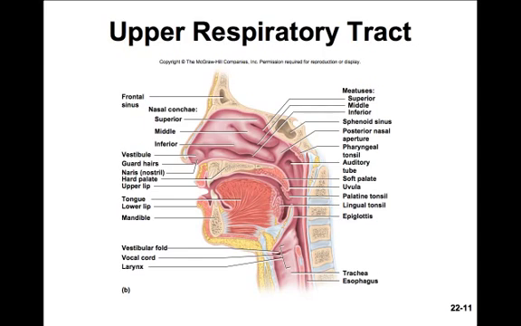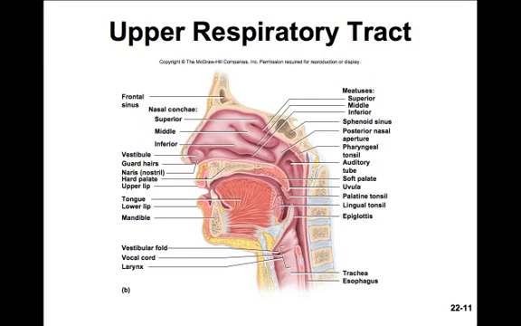This is an image showing the upper respiratory tract. You can see the superior, middle, and inferior conchae with their linings that will swell. You can see the vestibule and the guard hairs, the nostril. We notice that the hard palate is here, separating the nose from the oral cavity.